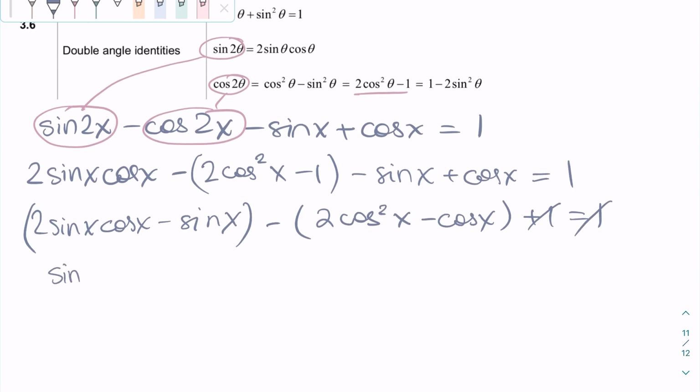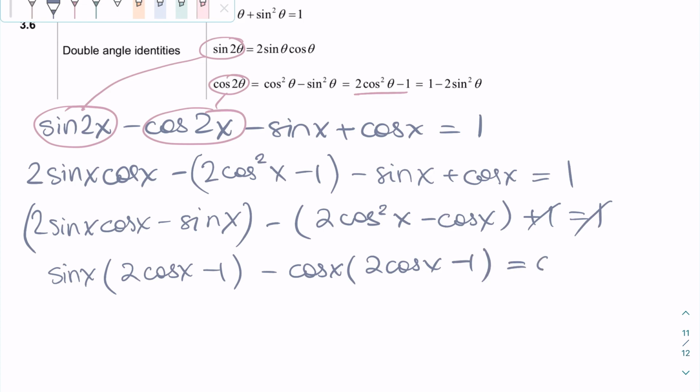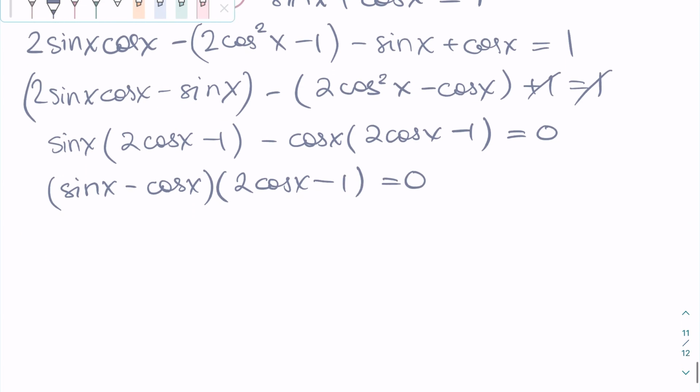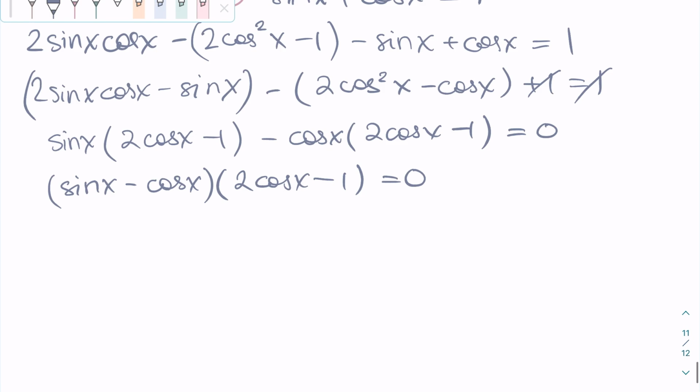Next, we can observe that there are some common factors in both of these groups. So we can factor out sine x from the first group, and we can factor out cosine x from the second group. And what we get is actually the same term, 2 cosine x minus 1, in both of these groups. So that means we can factor this out. So what we're left with is, in parentheses, sine x minus cosine x, and in another parentheses, 2 cosine x minus 1, and all of that equals 0.